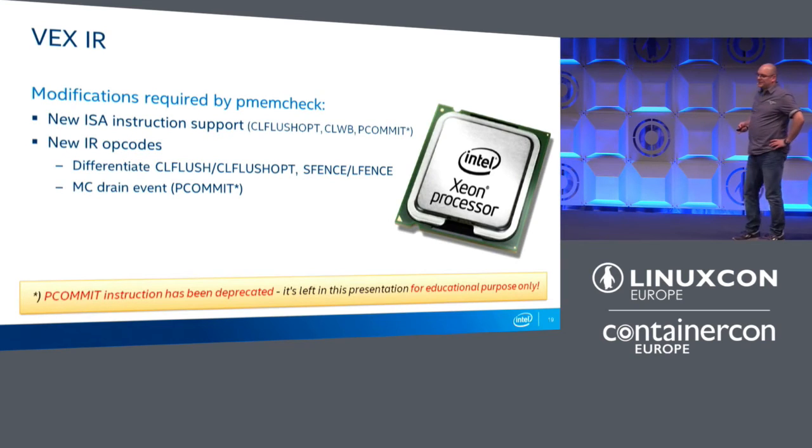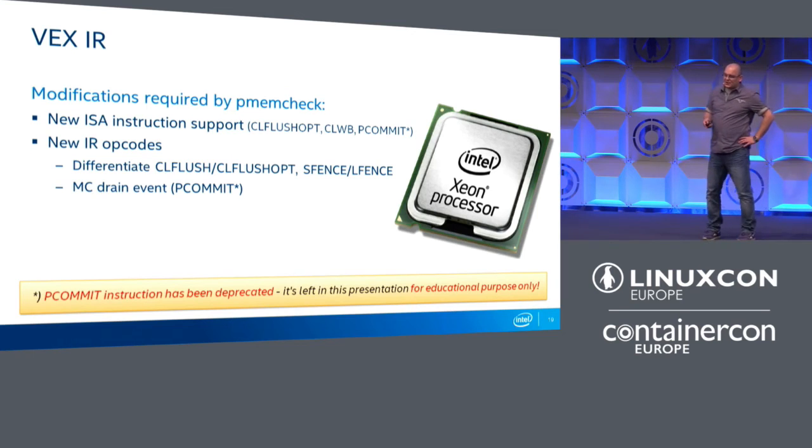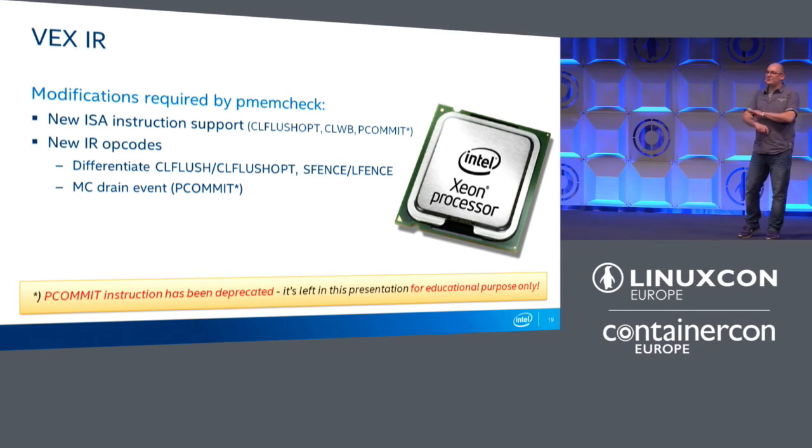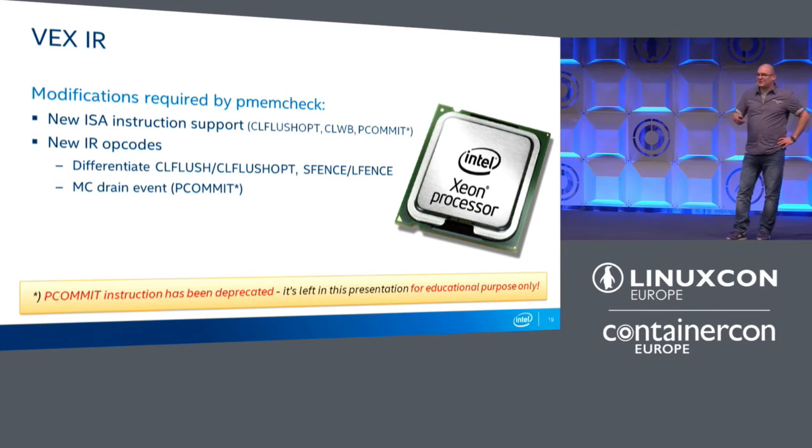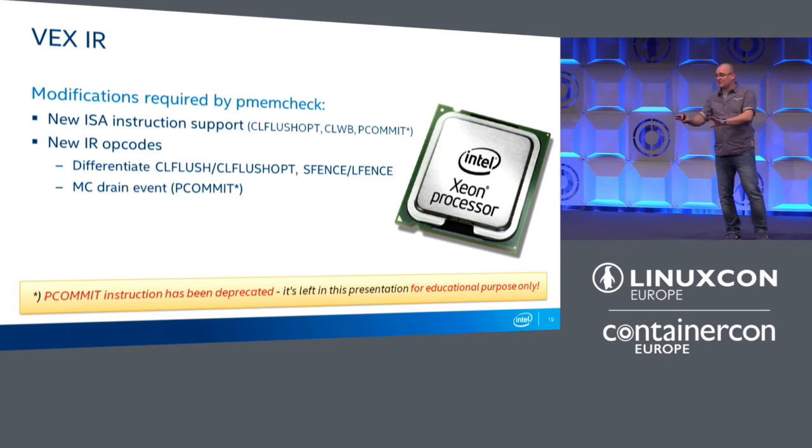Okay, so how it is implemented internally, or actually how we did the implementation of Pmemcheck. The first thing we had to do was add support for the new instructions: CLFLUSHOPT, CLWB, and PCOMMIT. As I said, PCOMMIT is deprecated, but we started the implementation 2 years ago, so it was already there, so we implemented it. I mention it only for educational purposes, but still, we had to add the support. It's not a very complex task.